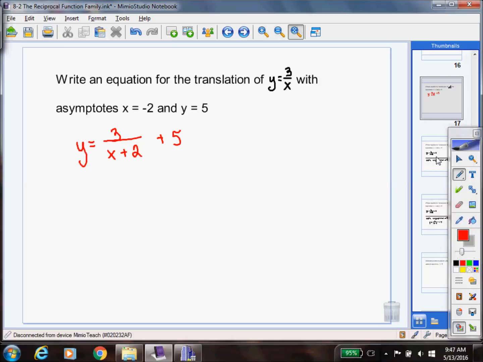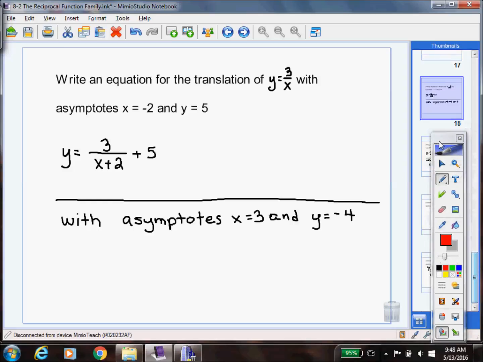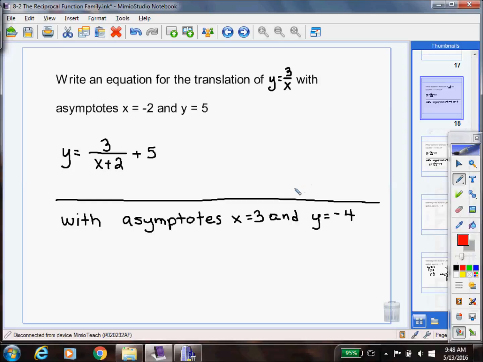Let's try another one. Okay, take a minute. I want you to take a look at this one and see what you can figure out. Think about, what does the 3 tell you? What does the -4 tell you as far as where this graph is supposed to move? In thinking this one through, you should get that y equals 3 over x minus 3, minus 4. So that brings it to the right 3 and it brings it down 4.